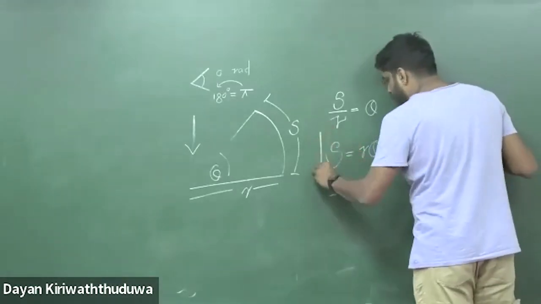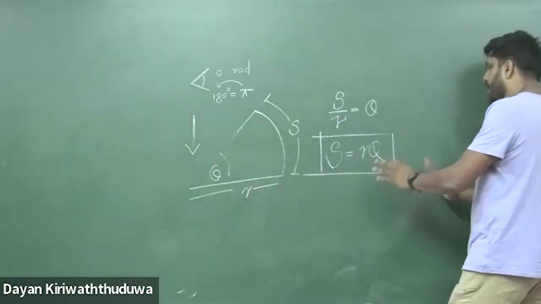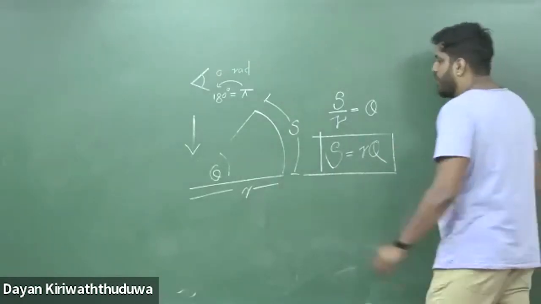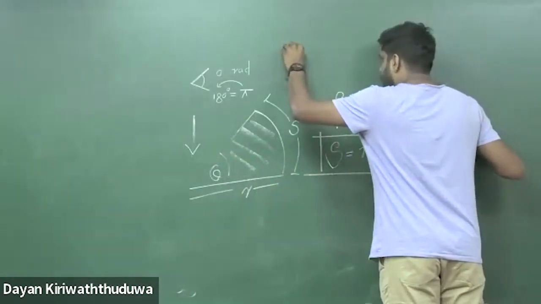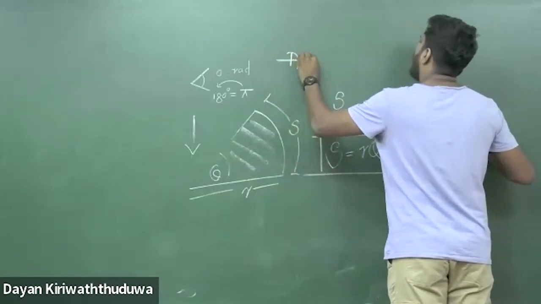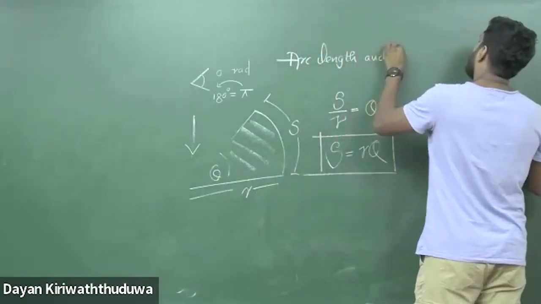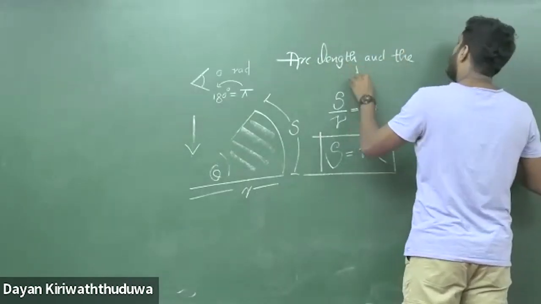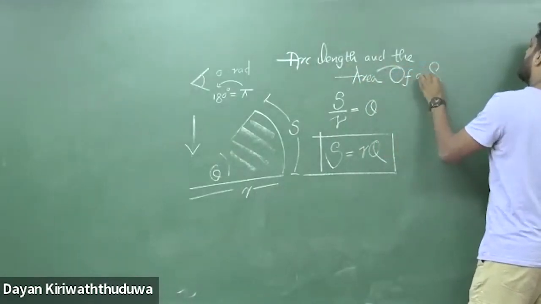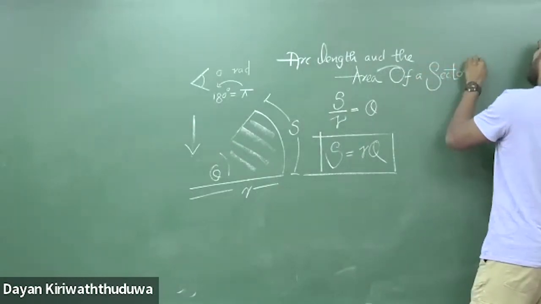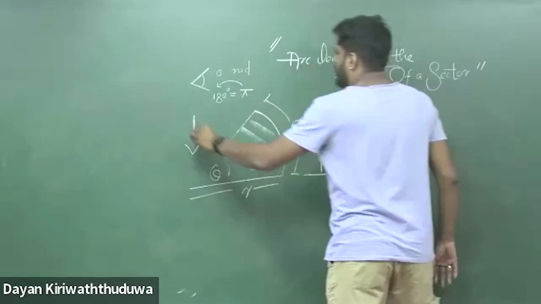So we have S equals R theta, where you can calculate the arc length of a circle. So when the arc length is discussed, someone can question, what about the area, isn't it? So let's write down the topic: arc length and the area of a sector. So this is the first part, arc length.